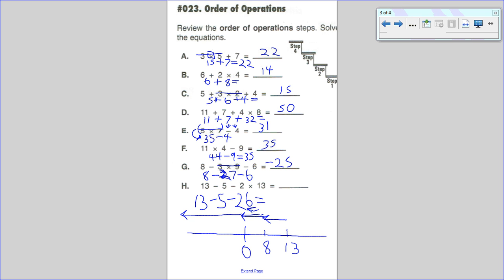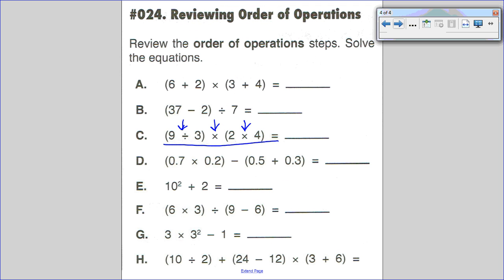So we travel this direction 18 more, which puts us at negative 18. So negative 18. Okay, so these we have before. I didn't notice any parentheses or exponents. Now we have both. But it's the same thing.